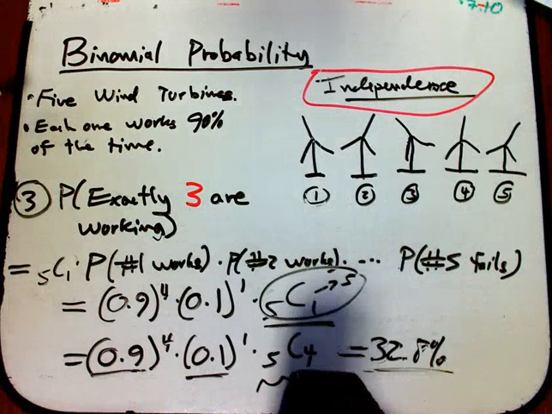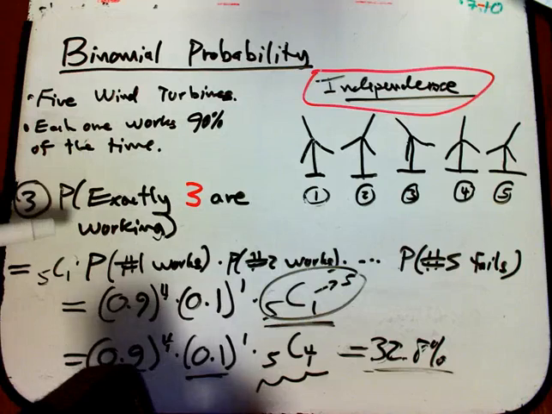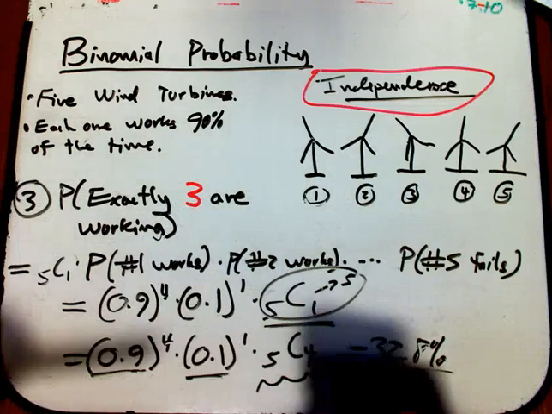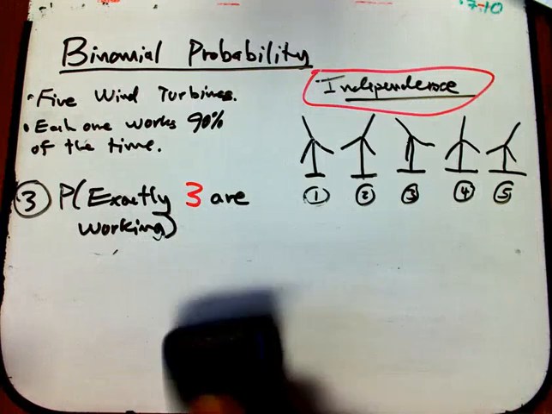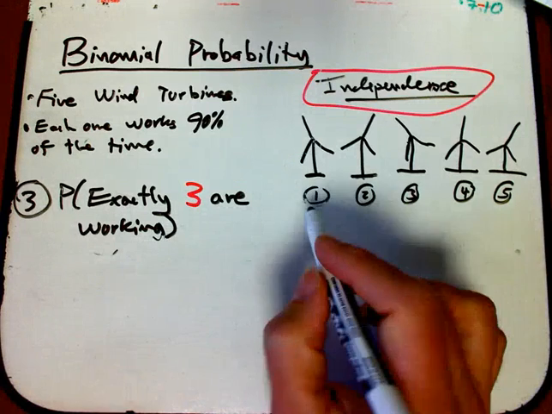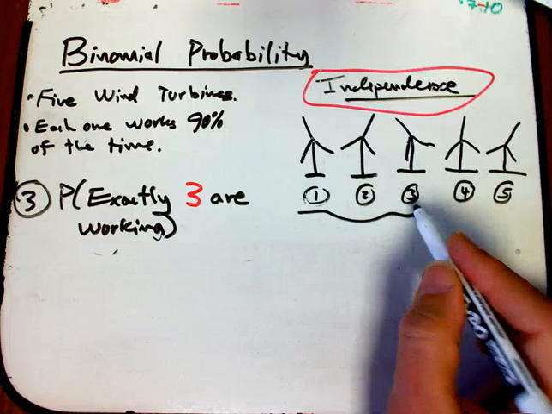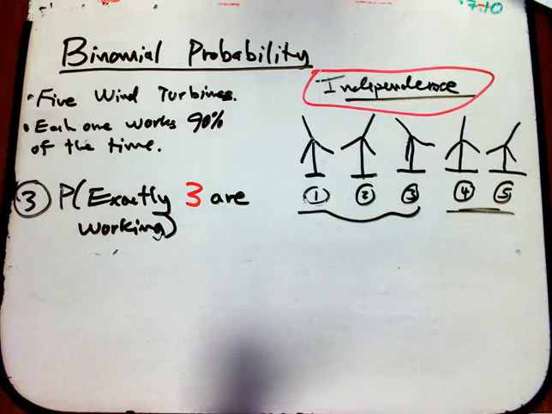Okay, so we did the probability of exactly 4 working. Now I've changed it to 3. It's going to look very, very similar. But again, the main thing is not to make the mistake of thinking it's the probability that exactly these 3 are working and these 2 are failing, although that will be part of the calculation.